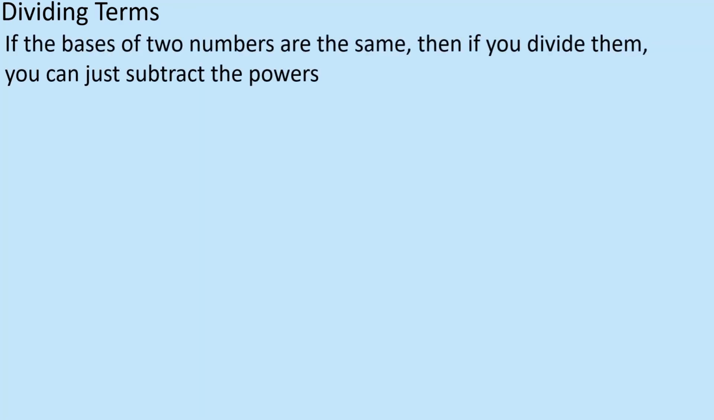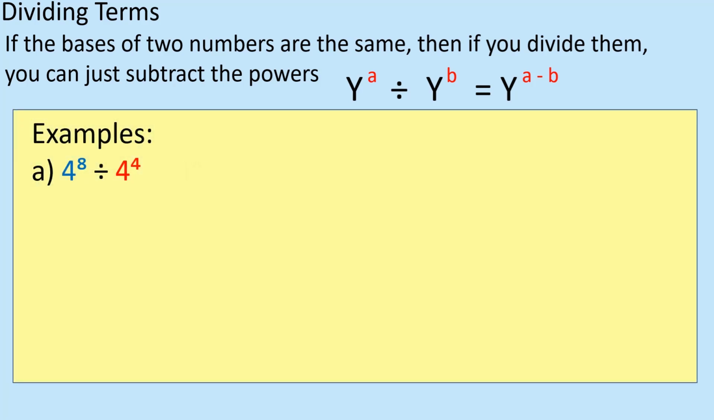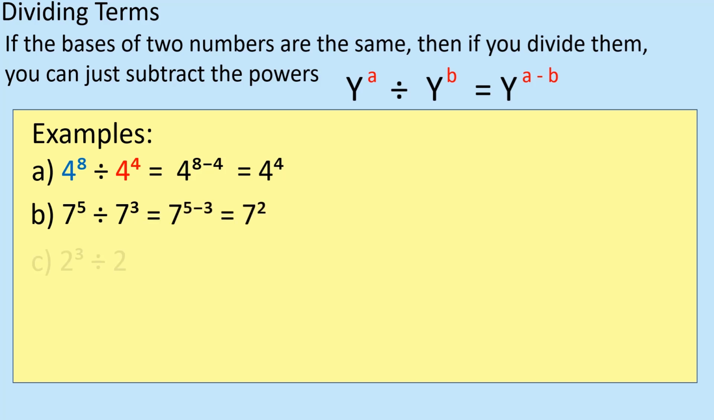If that's multiplying terms, dividing terms should be relatively straightforward because it's the opposite. If I add the powers for multiplying, then I subtract the powers for dividing. So the rule is y to the a divided by y to the b is y to the a take away b. So 4 to the 8 divided by 4 to the 4 is going to be 4 to the 8 take away 4, so it's going to be 4 to the 4. If I've got 7 to the 5 divided by 7 to the 3, that's going to be 7 squared.